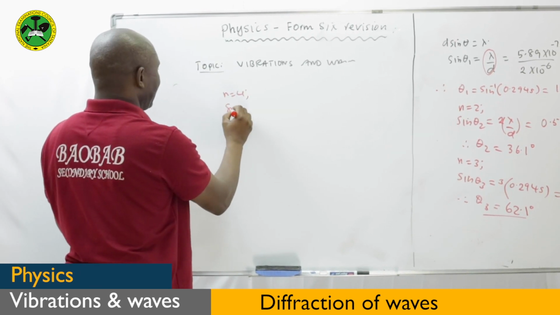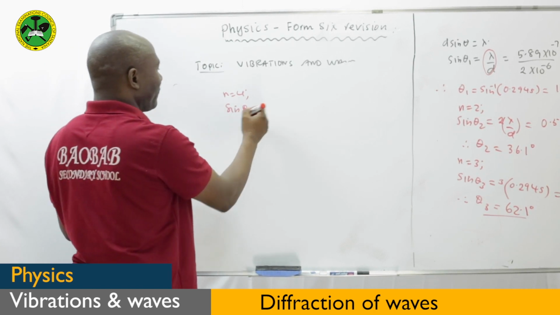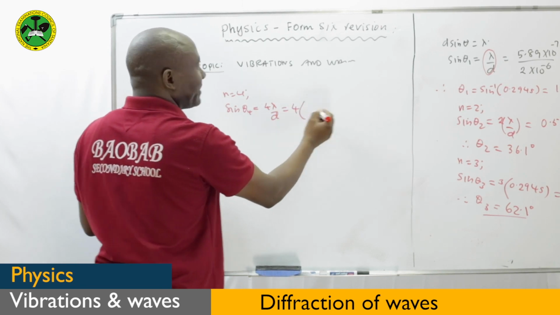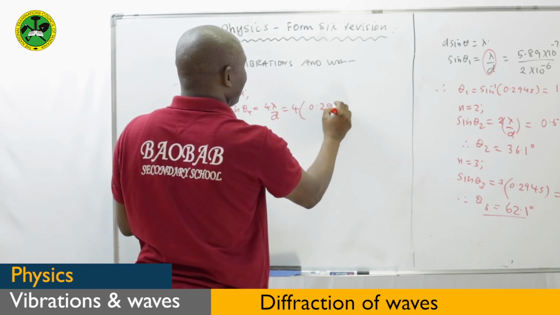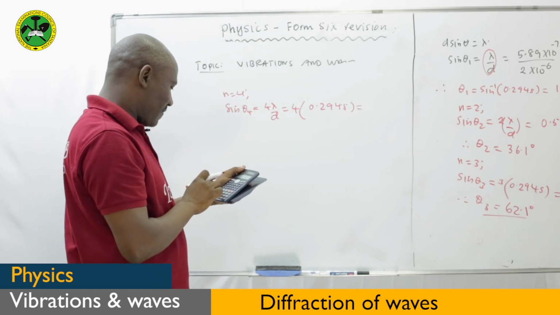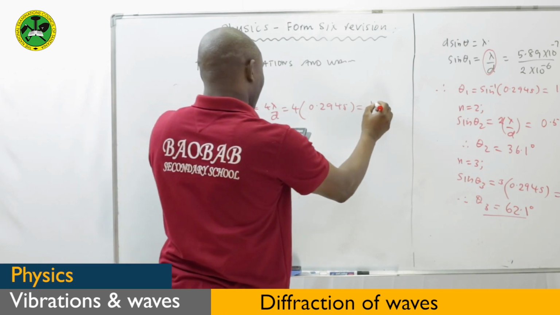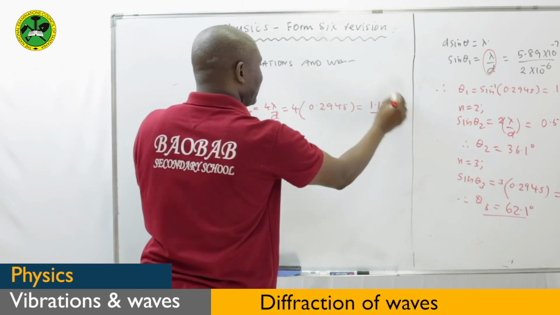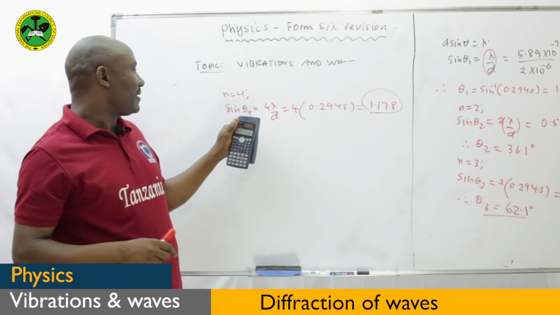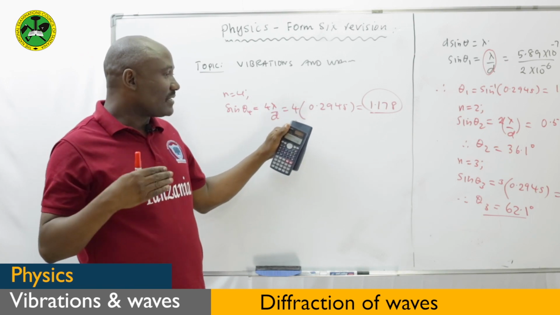this equals sine of this angle, corresponding to the image of the order 4, is 4 lambda over d. We know that ratio is 0.2945. If we multiply 0.2945 times 4, you get something like 1.17. So it's not possible to find the sine of that angle. You can see the maximum value of the sine of the angle is 1. So this shows that you can answer part B.